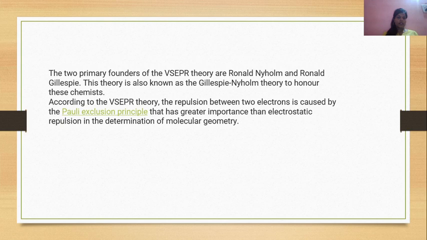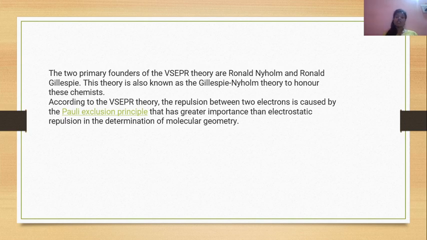So the two primary founders of VSEPR theory are Ronald Nyholm and Ronald Gillespie. This theory is also known as Gillespie-Nyholm theory to honor these chemists, as we already know. According to the VSEPR theory, the repulsion between two electrons is caused by Pauli's exclusion principle.